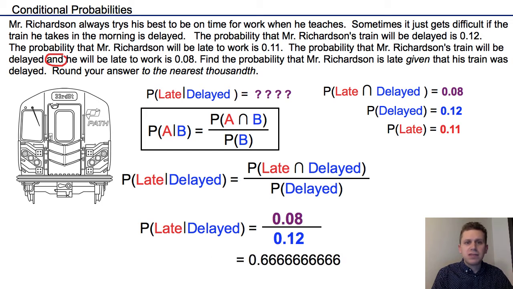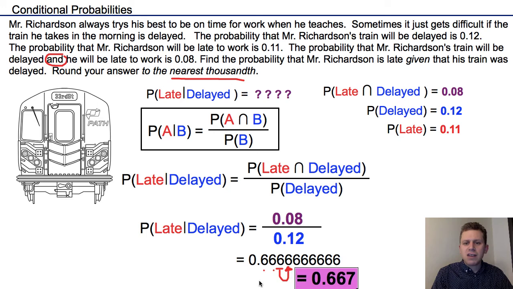And here it said, don't make it a percent. They said leave it as a decimal, but round it to the nearest thousandth. So I look here: tenth, hundredth, thousandth. That last 6 is the thousandth digit. And I decide, should I round it up or keep it the same based on the 6 that follows? And if you said round it up, you would be correct.